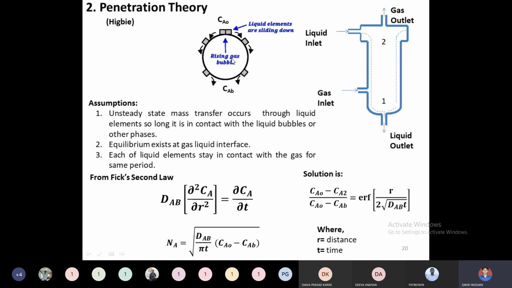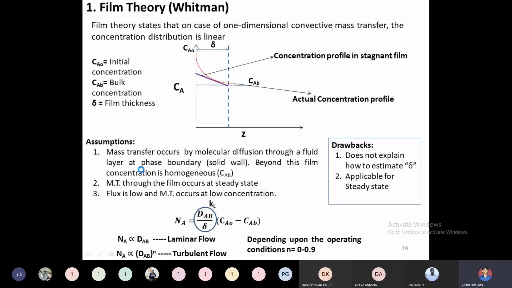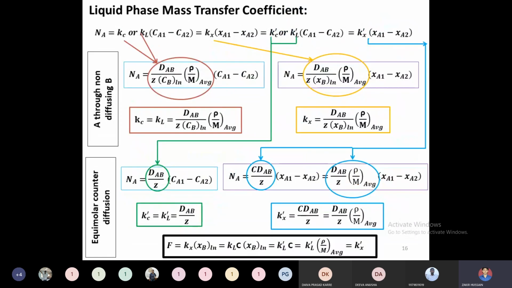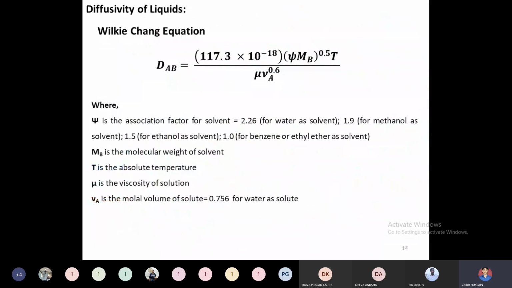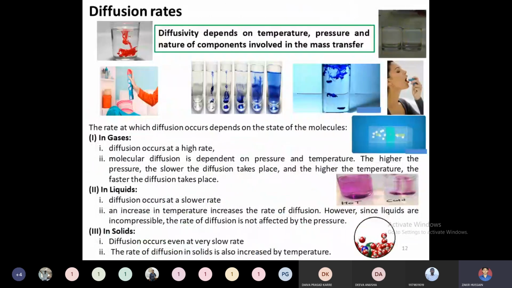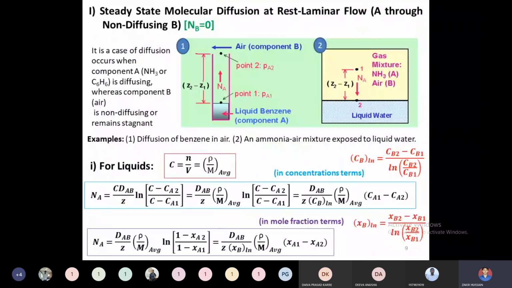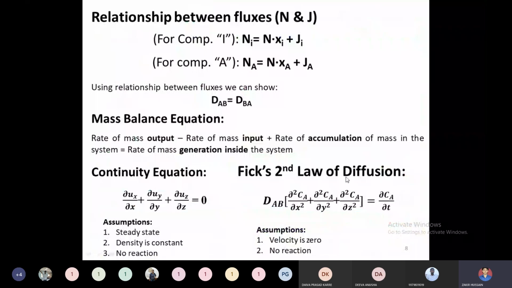Now for unsteady state conditions, what is the applicable law? In the film theory it is steady state, so we can apply Fick's first law of diffusion. Since here it is unsteady state, we have to apply Fick's second law of diffusion. We already derived this in earlier classes by assuming the operation takes place at unsteady state conditions. I will show you where we derived it. It's a big derivation, and we already derived it.